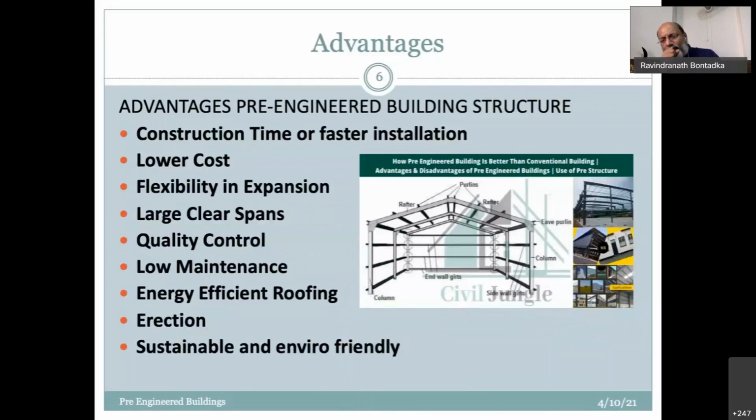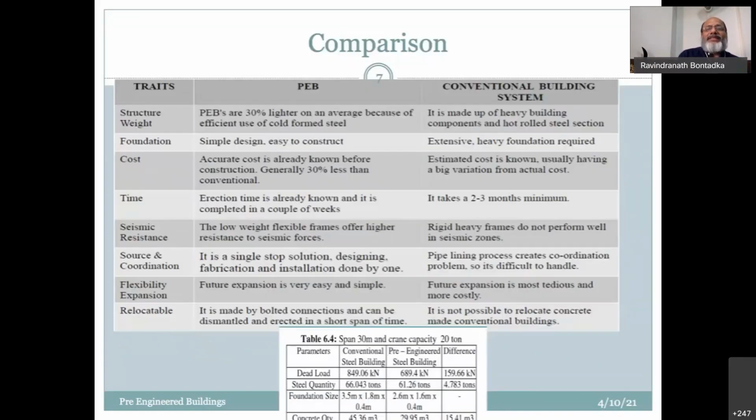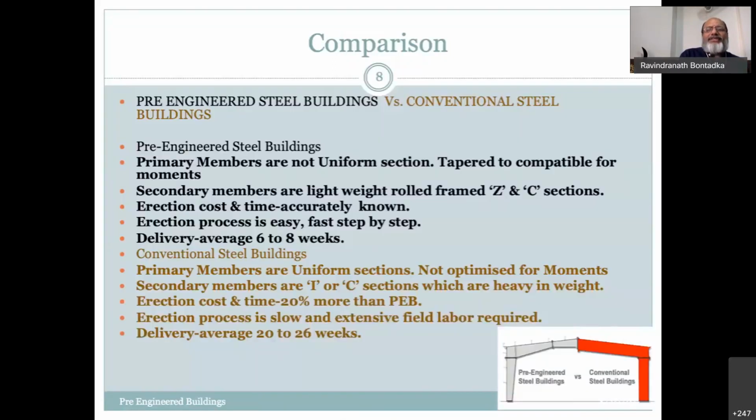Steel structures are more sustainable, and in that, the pre-engineered buildings are much better. If you see the comparison, the steel quantity in a conventional steel building was about 66 tons, and it was about 61 tons here. Thereby, even the foundation is also reduced.